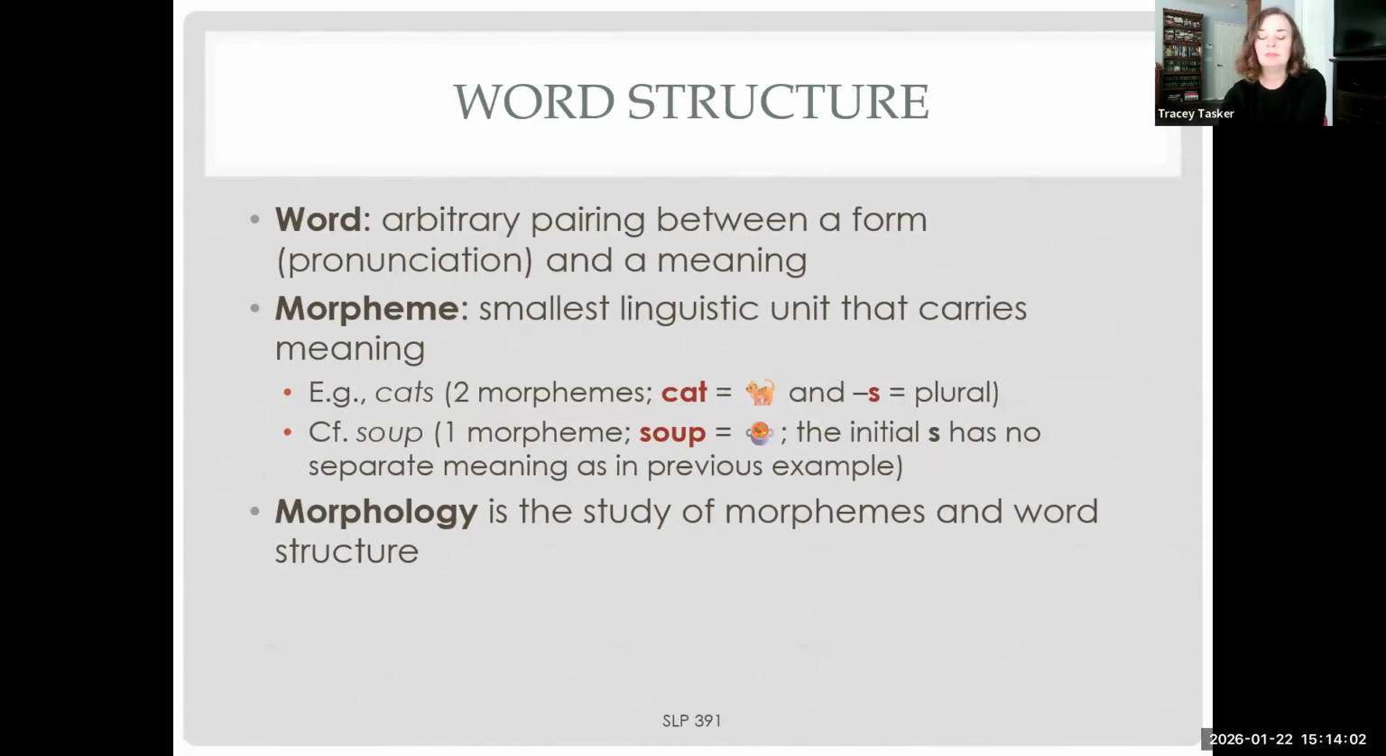Now, it's important to recognize that sometimes we're adding a letter to the word and it adds meaning. But that letter in the context of another word does not carry any additional meaning. So, for example, the initial S in the word soup doesn't have any additional meaning. It's not adding anything. Soup stands as a word on its own. Okay. So morphology is really just the study of morphemes and word structure.